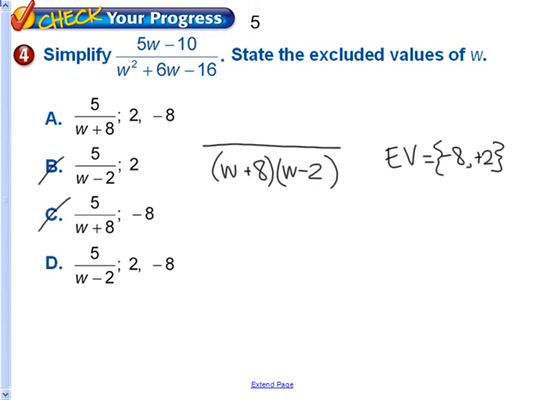Now at the top, the numerator, they have a 5 in common. What's left over is a W minus, and we divide out 5 out of 10, and you're left with 2. So those two will cancel out, and we're left with 5 over W plus 8. A is our correct answer.